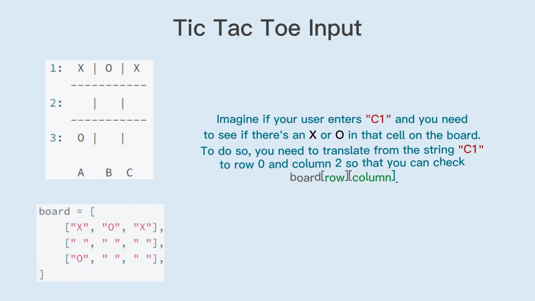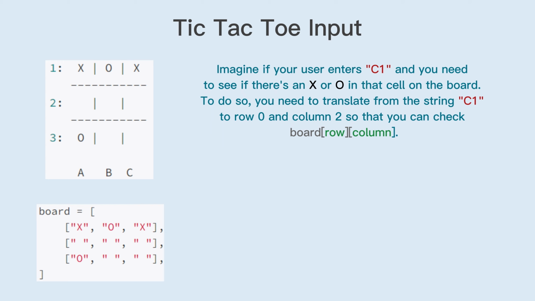Next task is called Tic Tac Toe Input. Here's the backstory for this challenge. Imagine you're writing a tic-tac-toe game, where the board looks like this. The board is represented as a 2D list. Imagine if your user enters C1 and you need to see if there's an X or O in that cell on the board. To do so, you need to translate from the string C1 to row 0 and column 2 so that you can check board row and column.